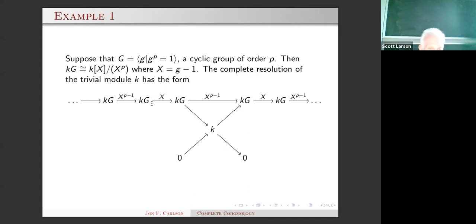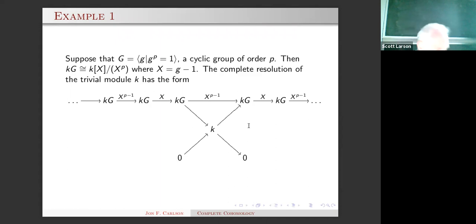And consequently, I can get a map onto that kernel by just multiplying by X. And now if I multiply by X, what's the kernel of that? Well, I claim it's going to be X to the P minus 1. And so it goes on like this. And so what you get is this long resolution where the boundary maps alternate between multiplication by X and multiplication by X to the P minus 1. All right. So this is what the complete resolution is. It's just this long sequence, infinite in both directions, with all the terms being Kg, and all the maps being either X or X to the P minus 1.